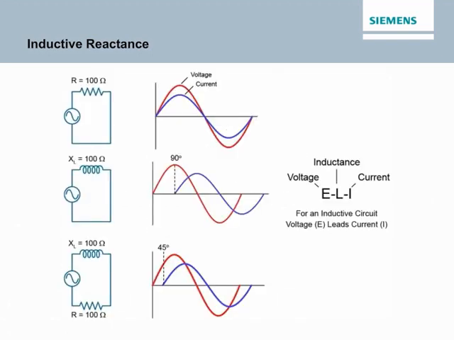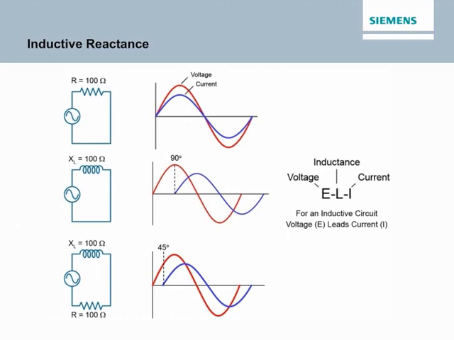In a purely resistive circuit, current and voltage rise and fall at the same time. They are said to be in phase. For the circuit in the top illustration, there is no inductance. Therefore, resistance and impedance are the same. In a purely inductive circuit, voltage leads current by 90 degrees. Current and voltage are said to be out of phase. For the circuit in the middle illustration, impedance and inductive reactance are the same.